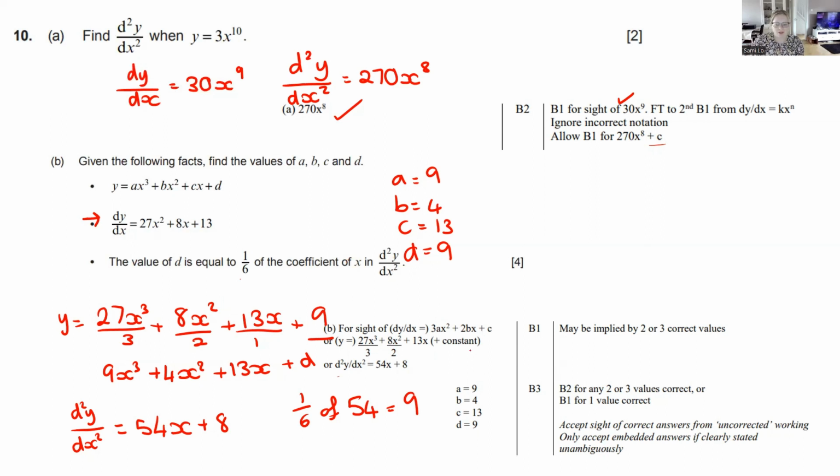Next question. We had B1 for the sight of the actual integration, which is what we've done here, and plus constant. We got our B1 straight away. And then it's either 1 mark for one or the other. So we got a mark there. And then we got 3 marks for our values. So we've got 9, 4, 13, and 9. If we only had 2 correct, we would have only had 2 marks. If we had 1 correct, we'd only have had 1 mark. So it was 4 marks for that question.